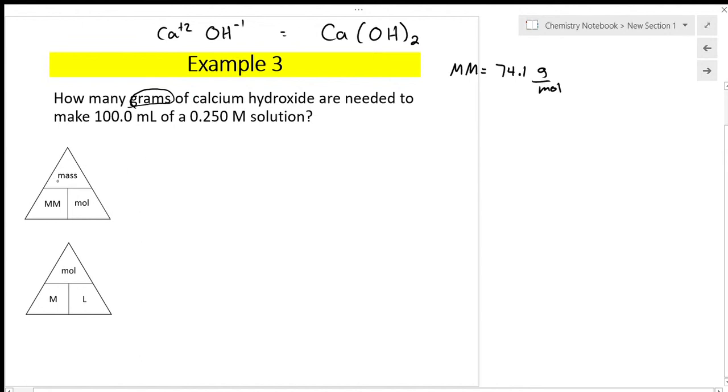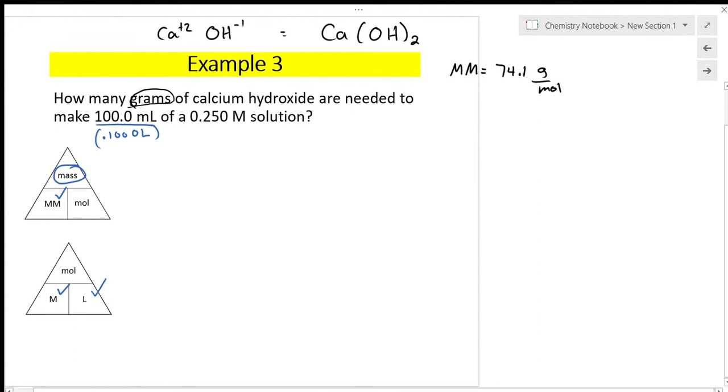So we're looking for mass right here. We know the molar mass, so I just calculated that. We know molarity, and we know the volume. Even though it's in milliliters, I can convert that real quick. Simply, you just divide it by 1,000. So this is going to be 0.1000 liters. Just as a friendly reminder, that's what you do to get milliliters turned to liters. Just divide it by 1,000.